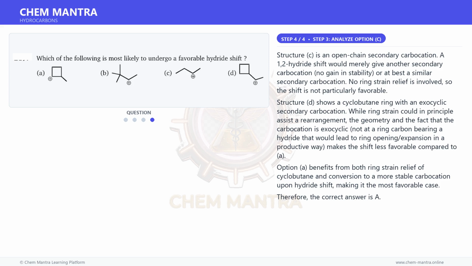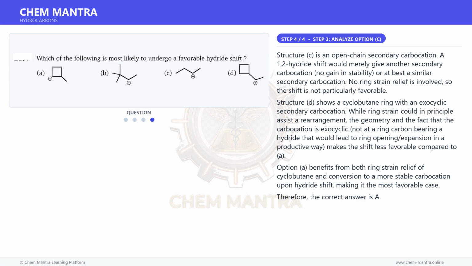And for the next step. Structure C is an open chain secondary carbocation. A 1,2 hydride shift would merely give another secondary carbocation, no gain in stability, or at best a similar secondary carbocation. No ring strain relief is involved, so the shift is not particularly favorable.